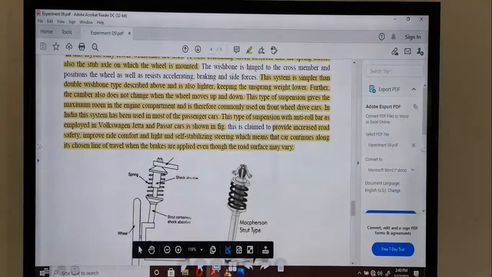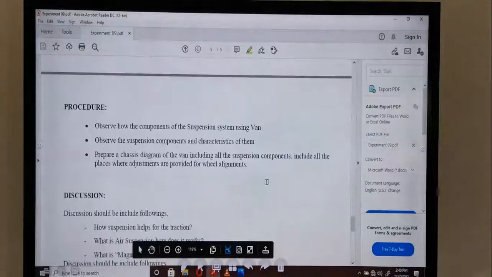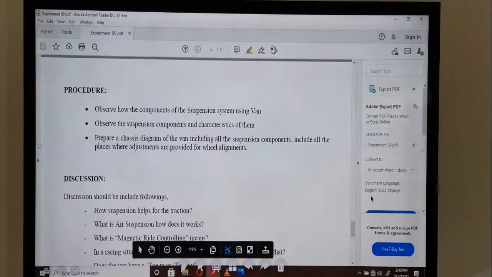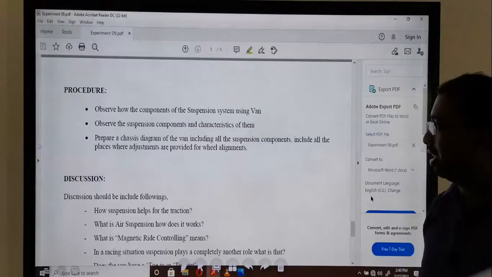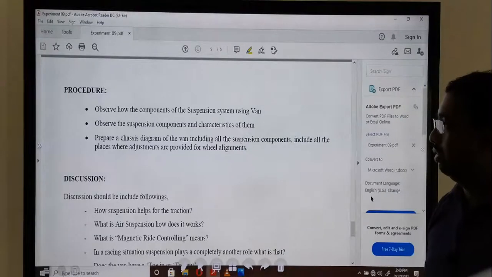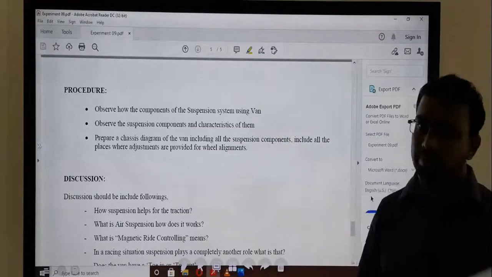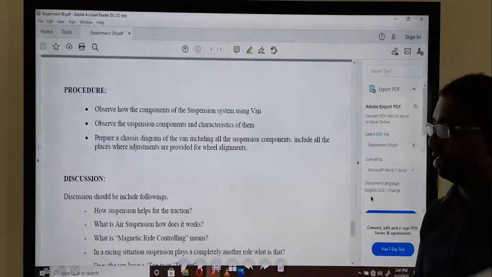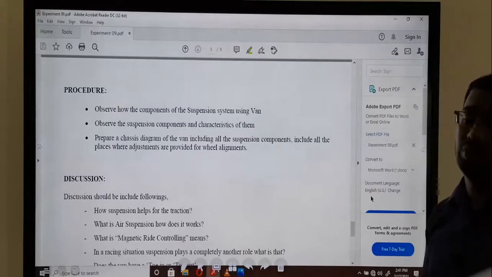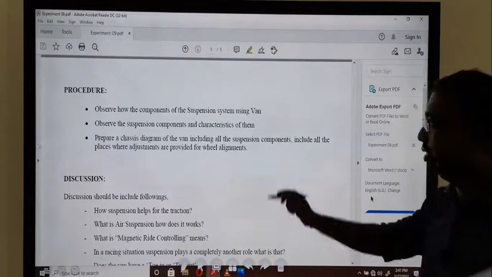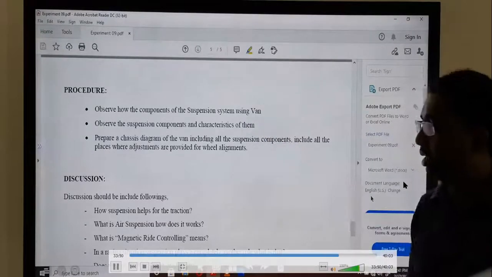So finally, here you can observe the suspension components and their characteristics. You can mention here the types of suspension parts and what their characteristics are. I already told you to explain what the characteristics mean and why each is used. You write only that, that's enough.